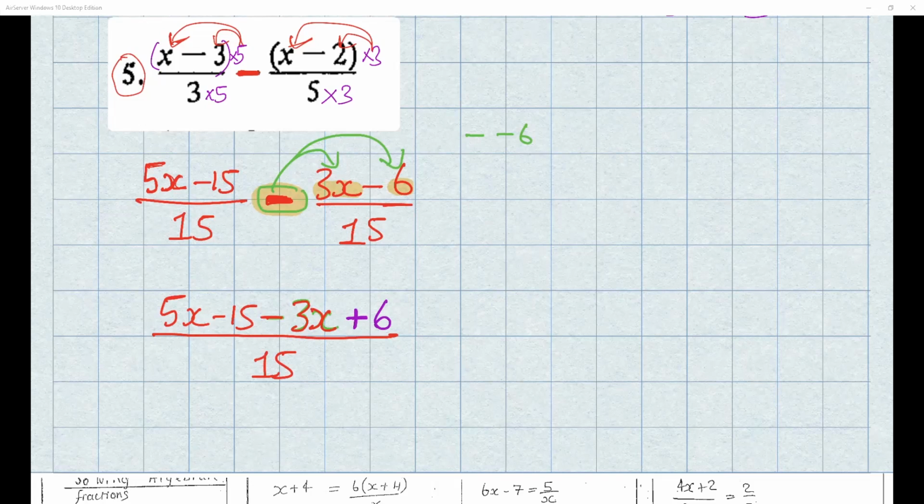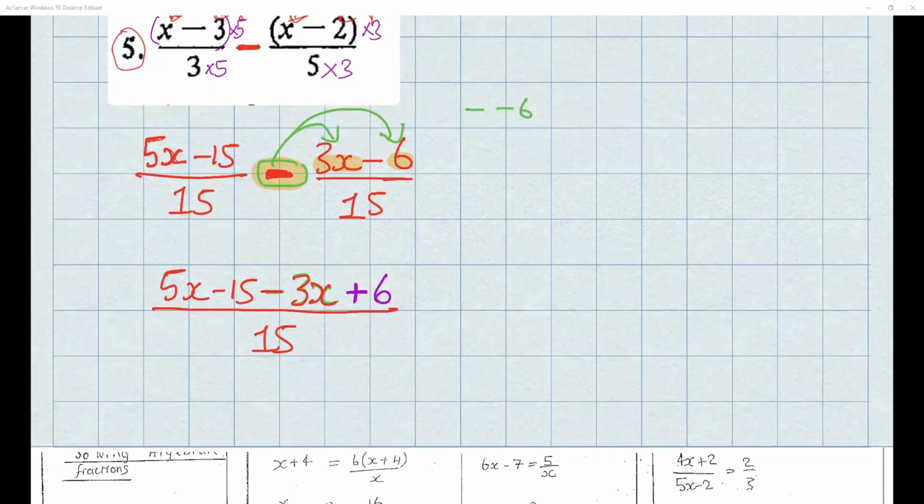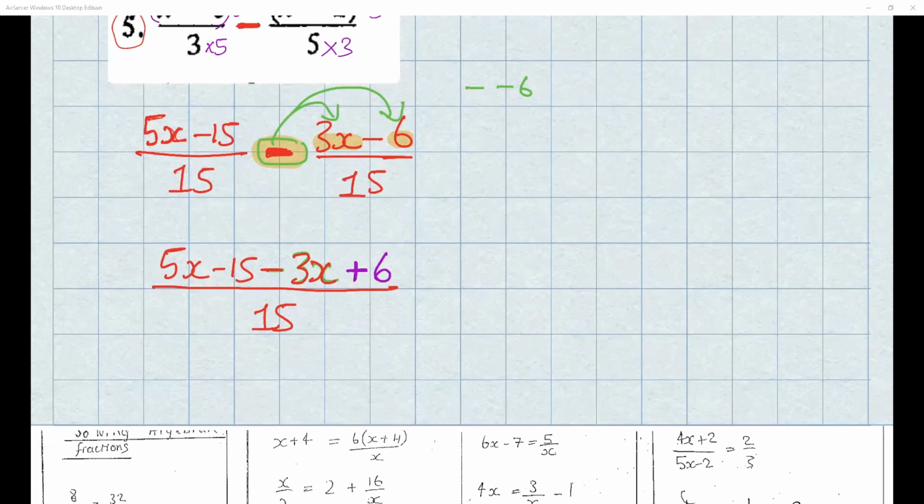You're not just minusing the 3x, you are minusing the 3x and the minus 6. So you're minusing both of them. The minus applies to both items. When you minus a minus number, the minus and minus become a plus, positive. Lovely. So far, I'm very happy with that. Your interpretation was correct. Now, can you finish the question off for me, please?